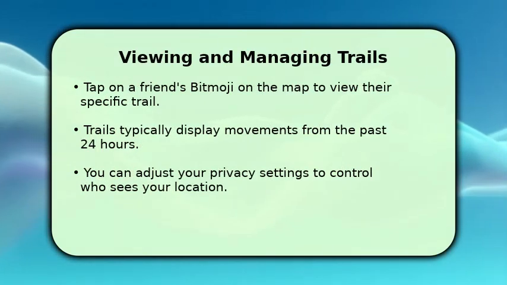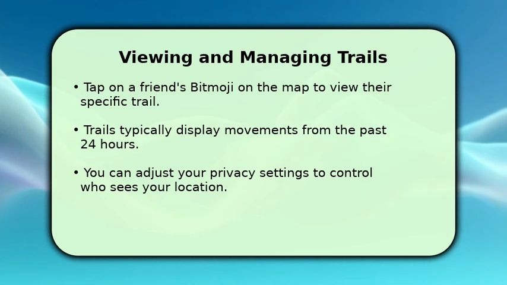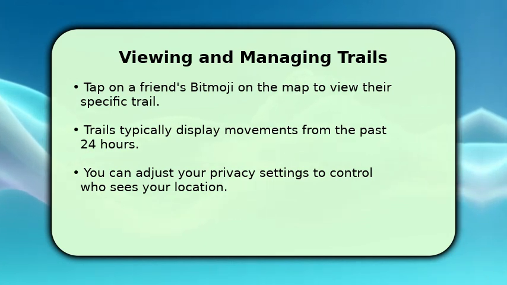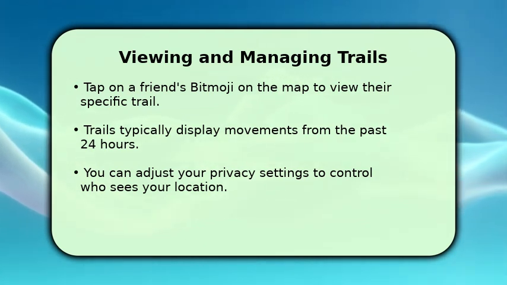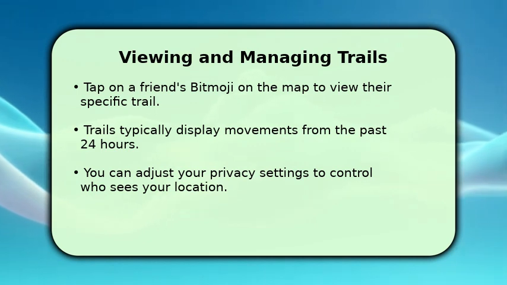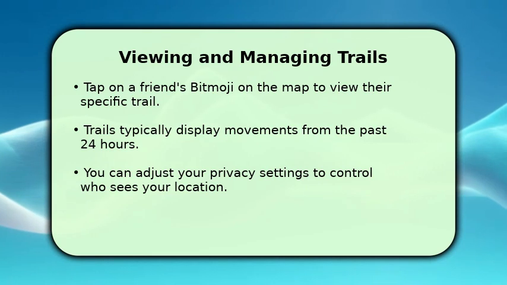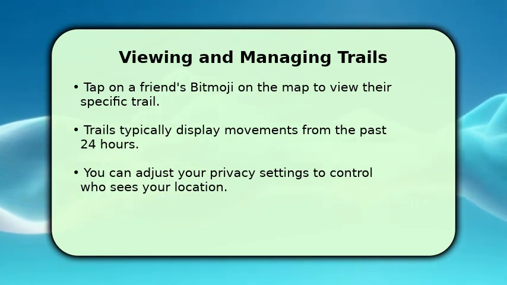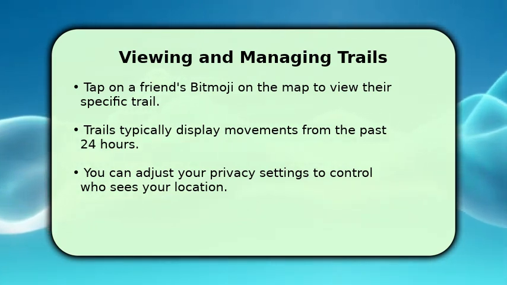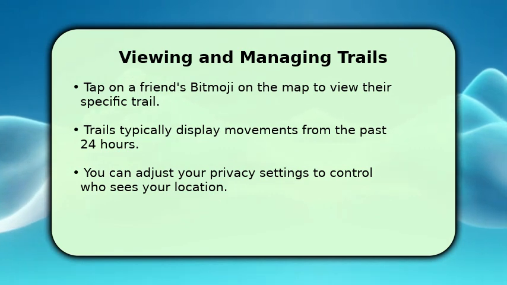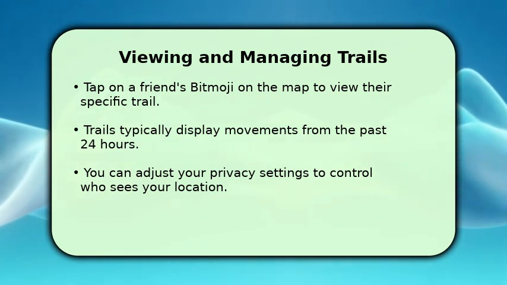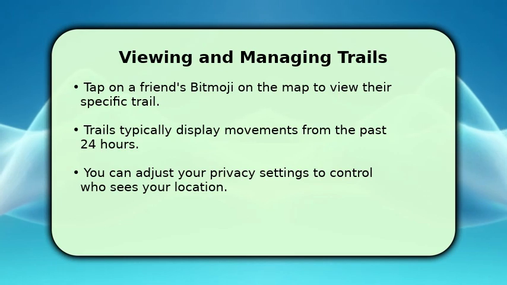Once ghost trails are active, simply tap on a friend's Bitmoji on the Snap Map to see their recent path. The trail will show their movements over approximately the last 24 hours, giving you a fun glimpse into their day. If you want to manage who sees your location, head back to the map settings. You can choose specific friends or even go completely off the grid with Ghost Mode for a set period.